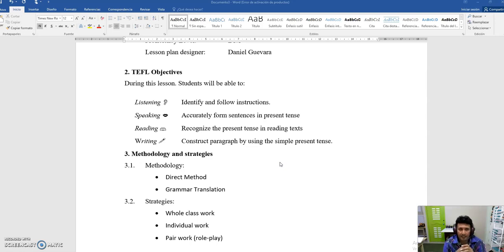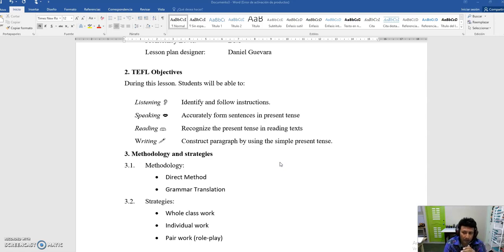And the fourth objective is that the students will be able to construct paragraphs by using the simple present tense. The third step of my lesson plan is about methodology and strategies. For the methodology, I will combine 2 methods: the direct method and grammar translation.